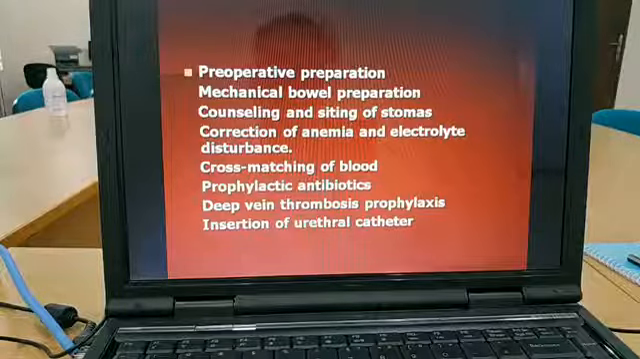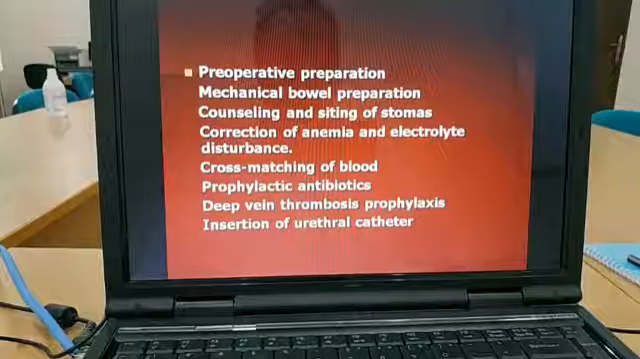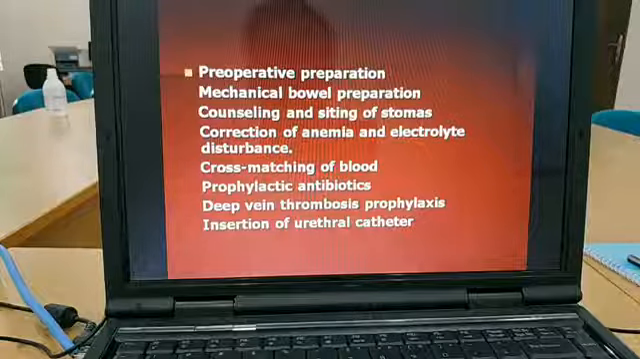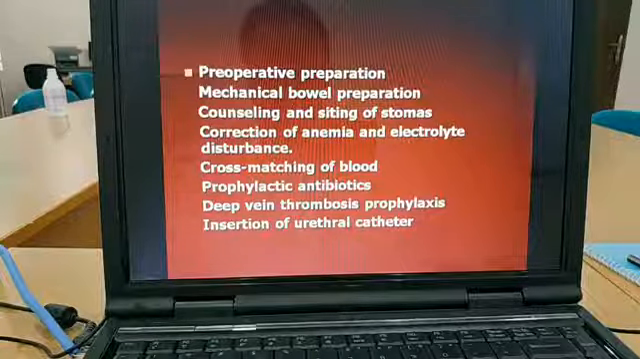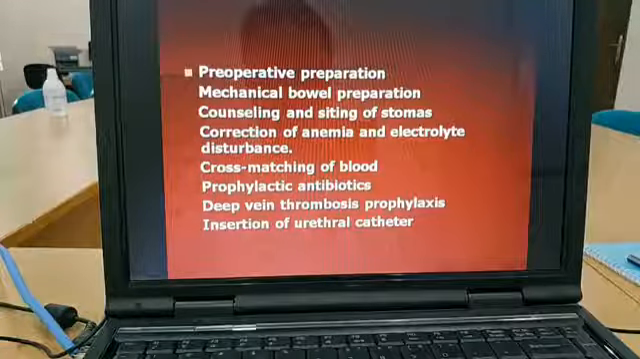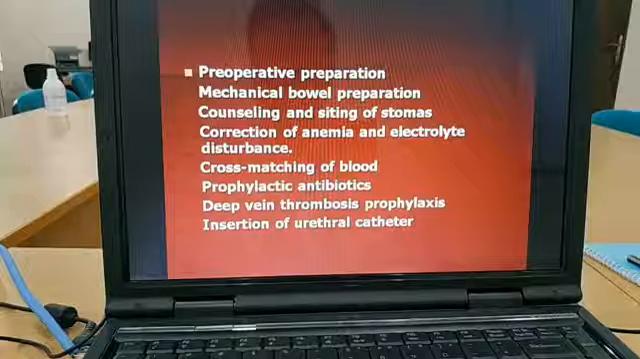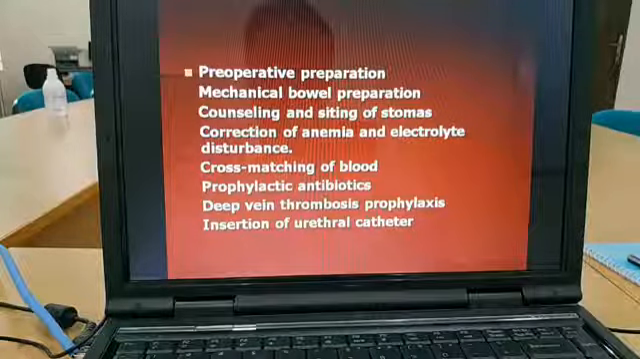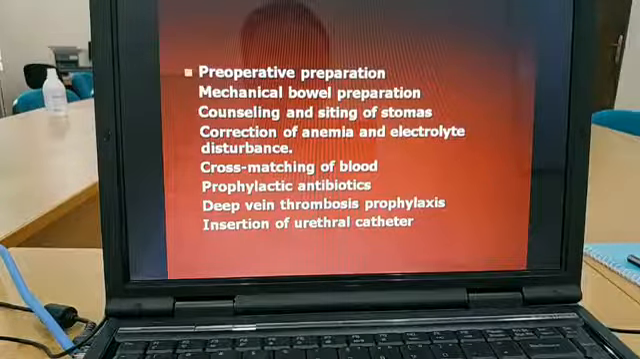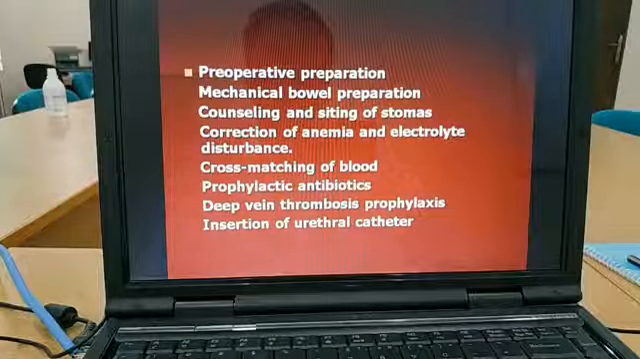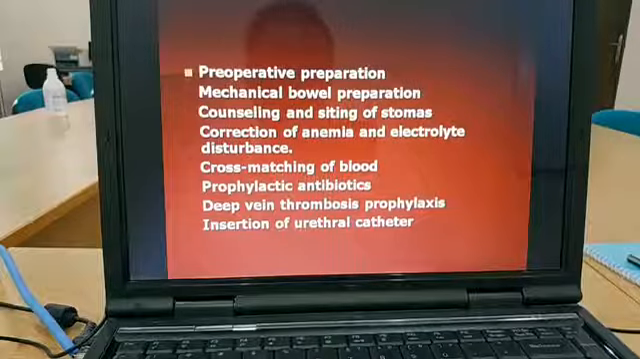Sometimes mechanical bowel preparation is necessary. Another very important thing is the counseling and siting of the stoma. So counseling in these cases is very, very important. You have to counsel the patient thoroughly and properly, and you have to mark the site of the stoma preoperatively, where there will be a colostomy.